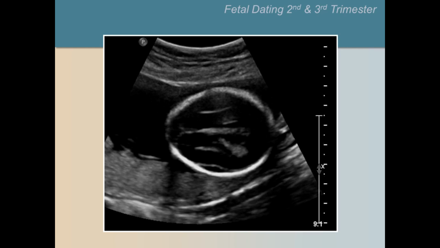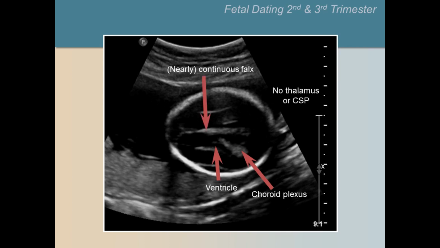The answer is that this is the wrong level to measure the BPD for several reasons. The level is too high because you can see the ventricle and choroid plexus. The falx is almost continuous, and both the thalamus and CSP are missing.